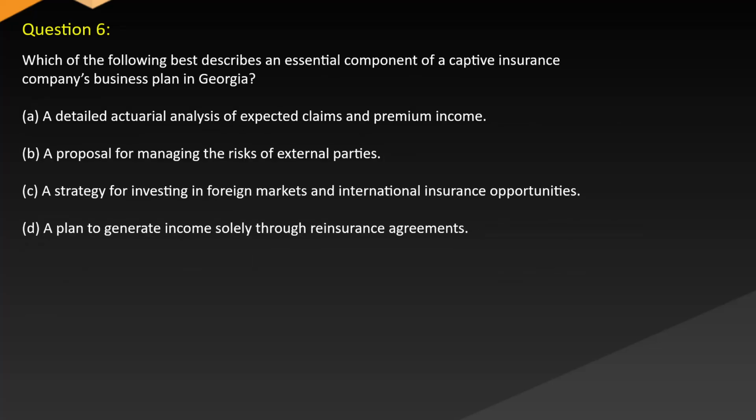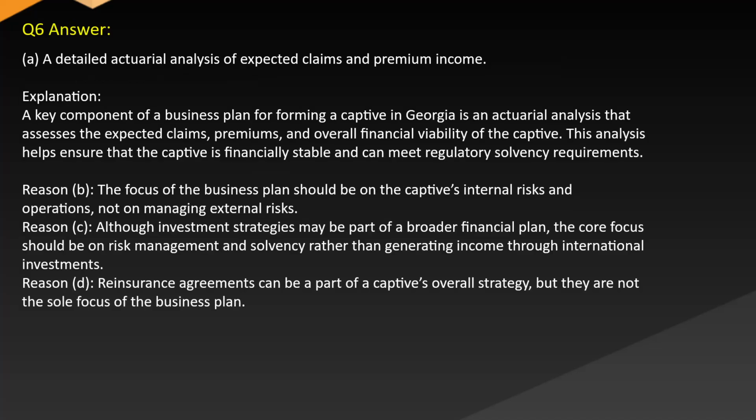Question 6. Which of the following best describes an essential component of a captive insurance company's business plan in Georgia? A. A detailed actuarial analysis of expected claims and premium income. B. A proposal for managing the risks of external parties. C. A strategy for investing in foreign markets and international insurance opportunities. D. A plan to generate income solely through reinsurance agreements. Answer: A detailed actuarial analysis of expected claims and premium income.